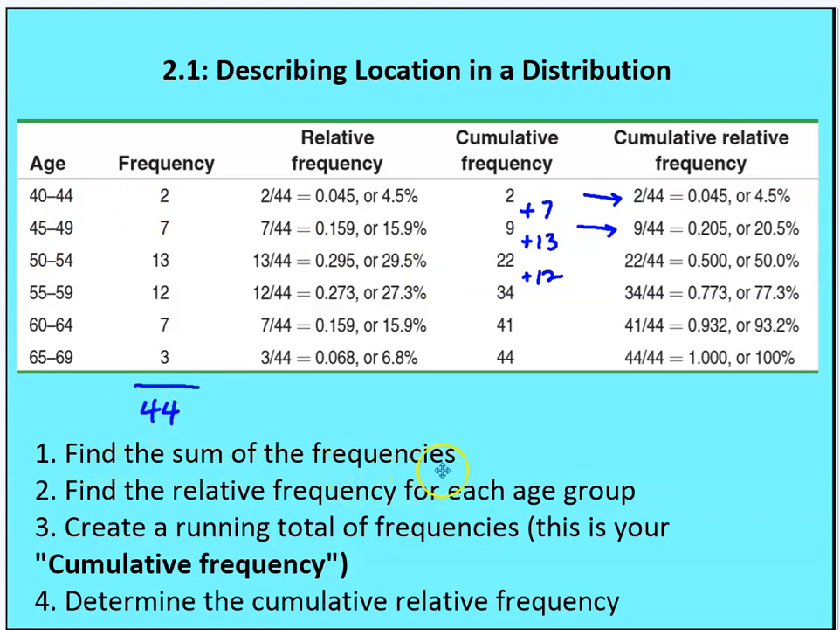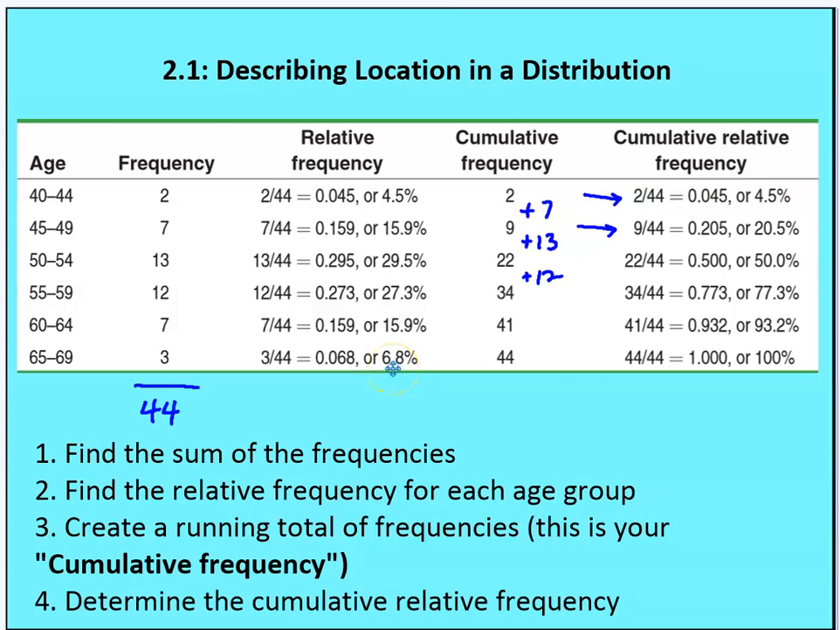So the first thing is to sum the frequencies, and then we're going to compute the relative frequency. So 2 out of 44, 7 out of 44, 13 out of 44, etc. corresponds to a certain percentage. And then we're going to add those cumulative relative frequencies. So 4.5 is the first, then we add 15.9 to that, brings us to 20.5, and then plus 29.5 brings us to 50, and then plus 27.3 brings us to 77.3, plus 15.9 brings us to 93.2, and plus 6.8 brings us to 100%.